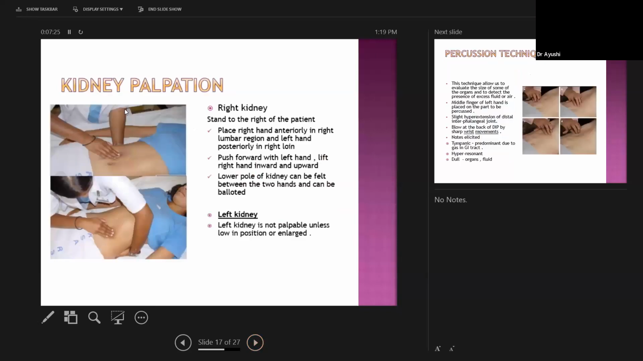Then kidney palpation. First, for the right kidney, we stand on the right of the patient, place the right hand anteriorly in the right lumbar region and the left hand posteriorly in the right groin. Push forward with the left hand, lift, and move the right hand inward and upward. The lower pole of the kidney can be felt between the two hands and can be ballotted. The left kidney is not usually palpable. It is only palpable if it is low in position or if it is enlarged.